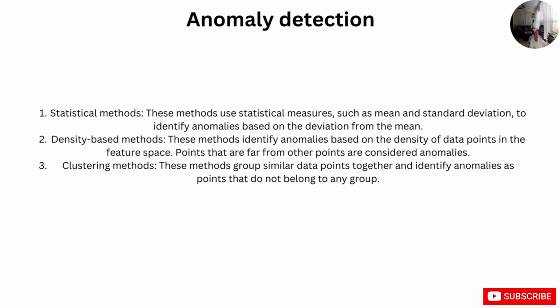Number 2, density-based methods. These methods identify anomalies based on the density of data points in the feature space. Points that are far from other points are considered anomalies. Number 3, clustering methods. These methods group similar data points together and identify anomalies as points that do not belong to any group.